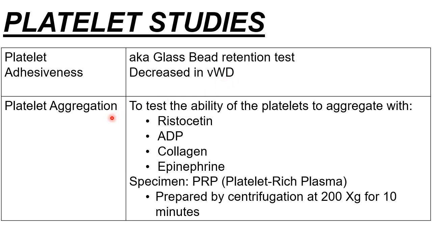Next, your platelet aggregation. Apat ang ginagamit na reagents dyan, no? Ang mnemonics natin is RACE: ristocetin, ADP, collagen, and epinephrine. And you would want to use a platelet-rich plasma as your specimen to fully test the aggregation ability of the platelets. And paano ka magpe-prepare ng ganyan? Use centrifuge at 200 RPM for 10 minutes. So, hindi ganun kabilis, no? Para hindi bumaba lahat ng platelets dun sa mga settled sediment sa baba.